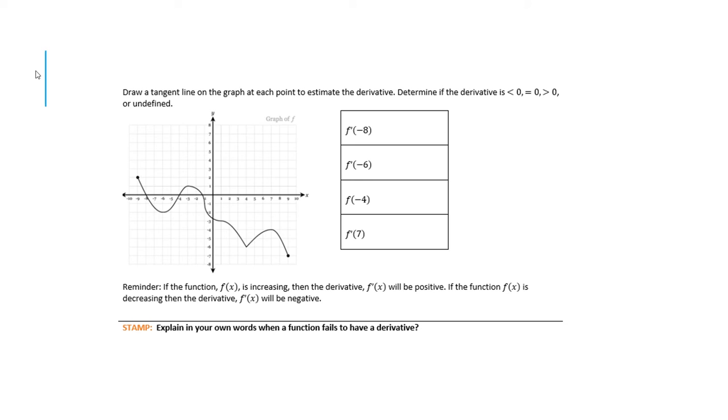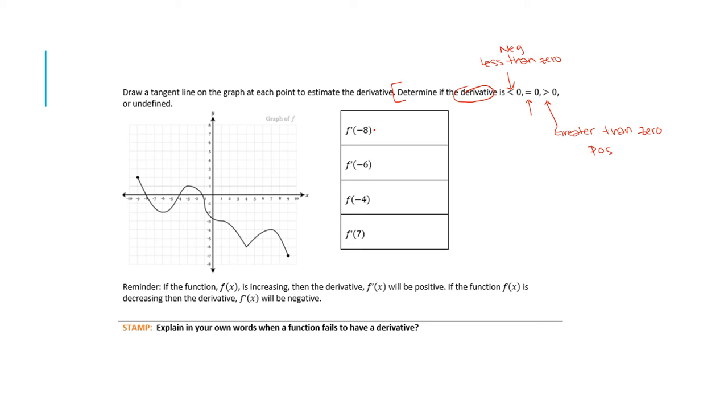Next, we're asked to draw the tangent line on the graph at each point to estimate the derivative. Then we are going to do something new. Determine if the derivative is less than 0, equal to 0, or greater than 0. In other words, is my derivative negative or is my derivative positive?